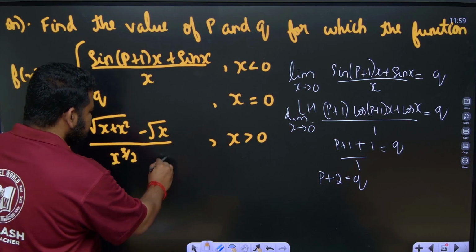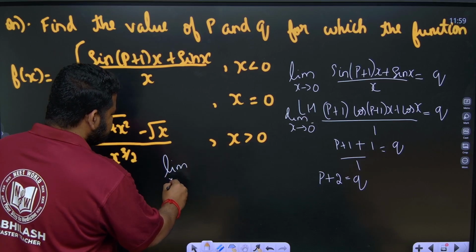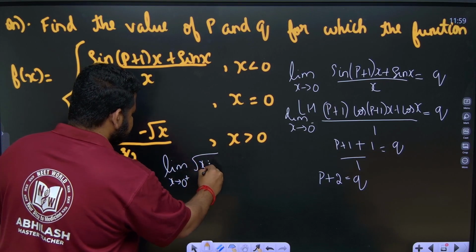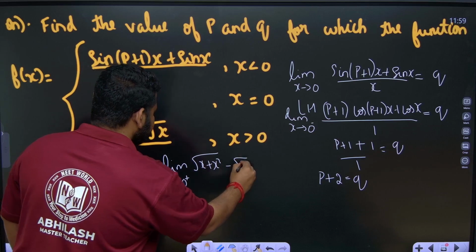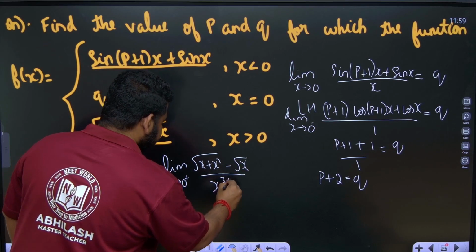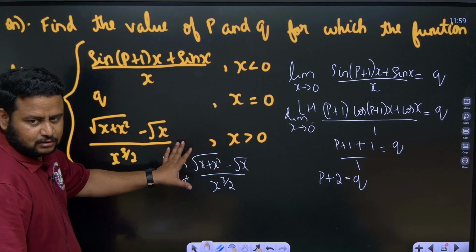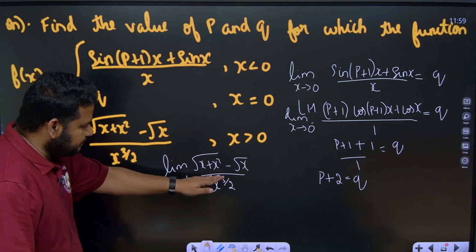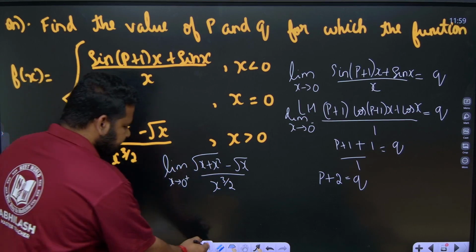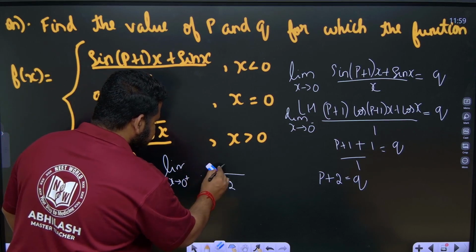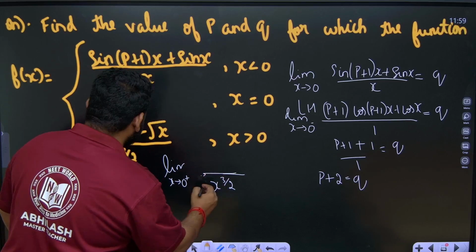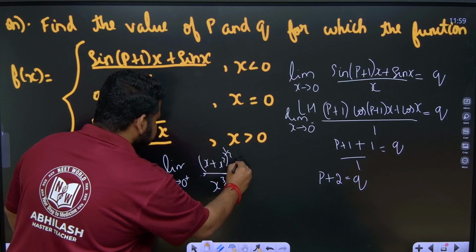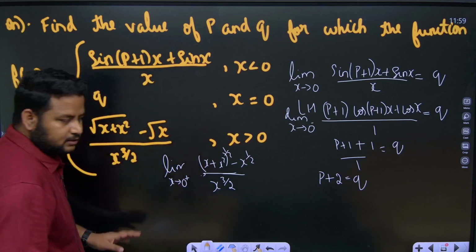So let us take this as limit as x tends to 0 plus of (x plus x square minus square root of x) divided by x to the power of 3 by 2. Here you should be a little careful. Since x to the power of 3 by 2 is given, I can write the square root of x as x to the power of 1 by 2. So I will write it as (x plus x square) to the power of 1 by 2 minus x to the power of 1 by 2.